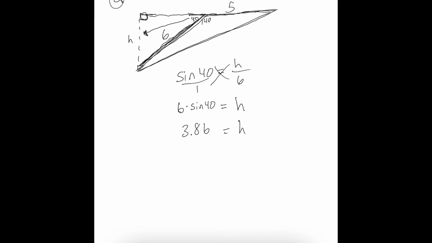Okay, so we were trying to find the area of this original triangle here. We said our base was 5, and so 5 times my height of 3.86 divided by 2. All right, so let's do that. 5 times 3.86, and then that divided by 2. So the area of my triangle is 9.65 square inches.